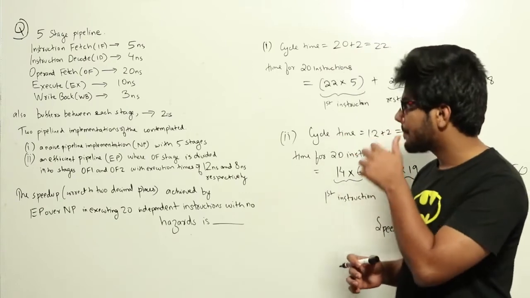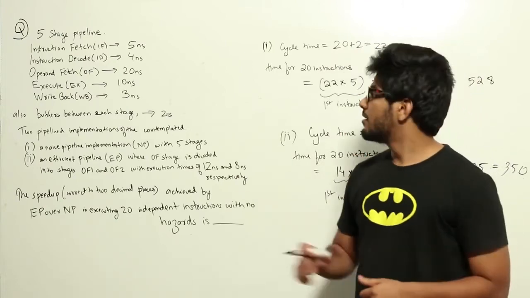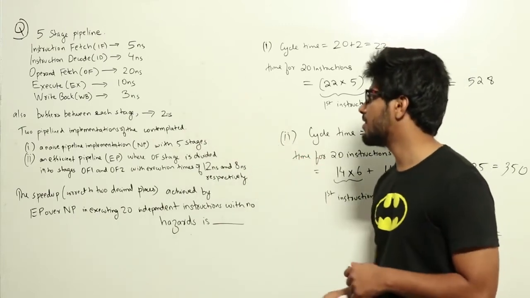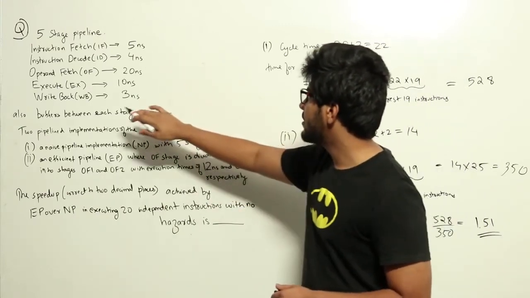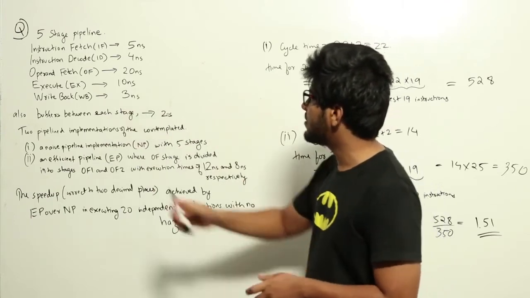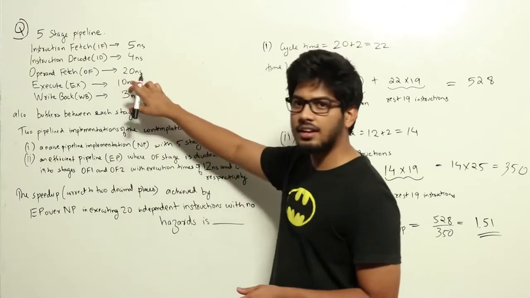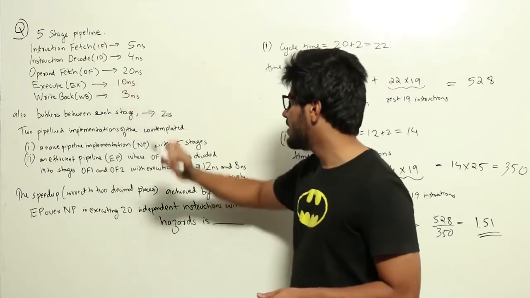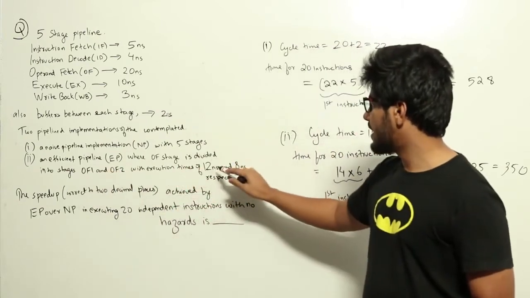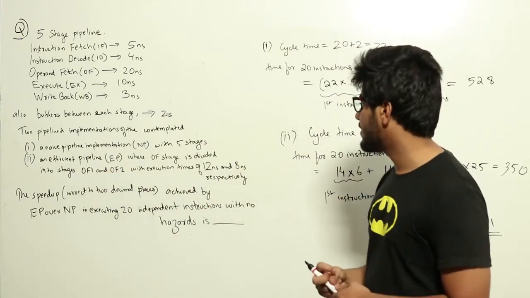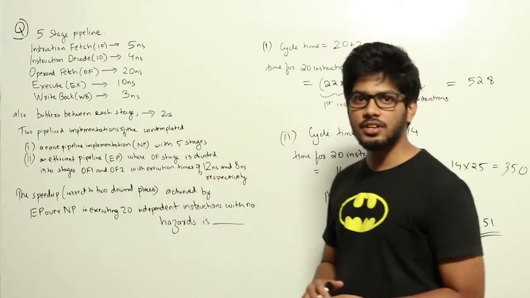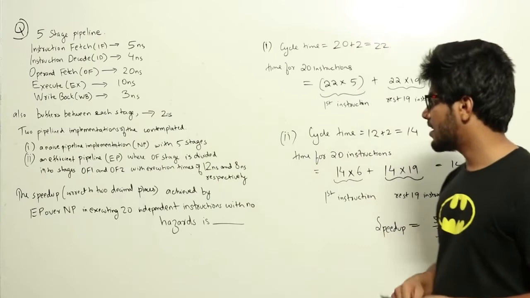So in this question, they have given us 2 implementations of this pipeline processor. One is a naive implementation with these 5 stages. The second is an efficient implementation in which the operand fetch stage, which was the stage taking the largest amount of time, has been divided into 2 parts, OF1 and OF2, which take 12 nanoseconds and 8 nanoseconds respectively. And they are asking us to calculate the speedup when in each of these we are executing 20 instructions. Now let's see how to do that.